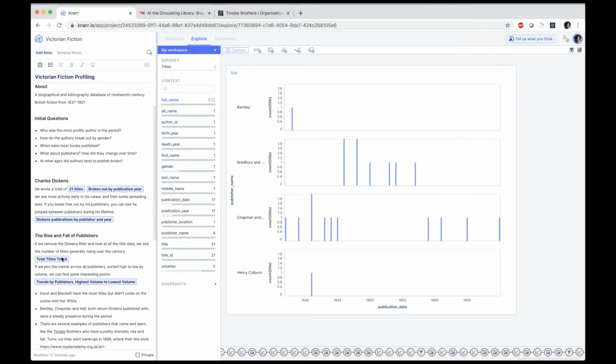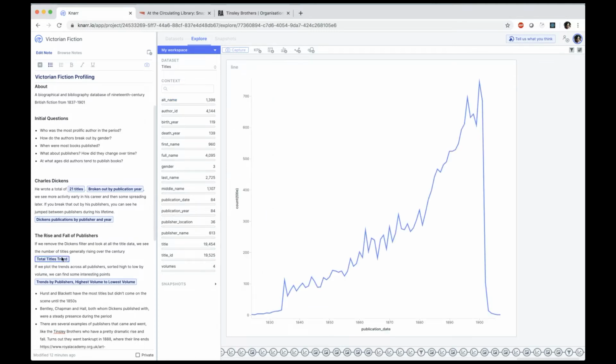So the first thing let's do is just take a look at total title trends across the period. Now the database is meant to be from 1837 to 1901, but there are some values here on the edges, I guess, that have snuck into the database. I'm not sure what that means. But if we look at just that general period here, we can see in general there's a rise, right, of titles. So more and more titles in this category being published over the course of the century.